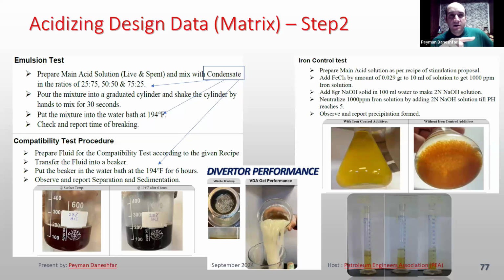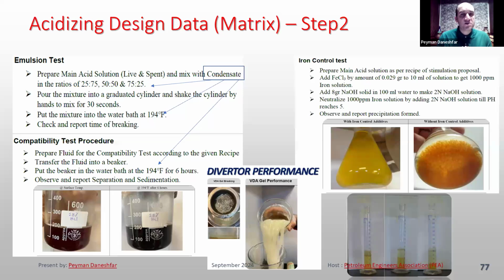if the iron control doesn't exist in our procedure, we'll make the right side of this sample. But if we use the iron control, we can keep the iron suspended in our acid. How can we do an iron control test?